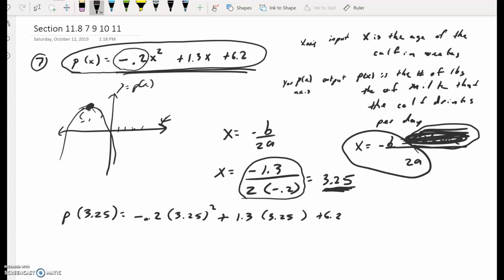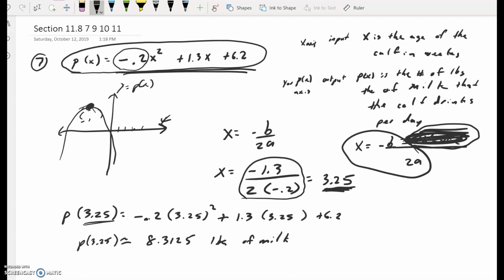So I'm going to use a calculator to evaluate the function p when we put in x equals 3.25. And this is what it looks like. Let me try that. So I got 8.3125 pounds of milk, which takes place at about 3 1/4 weeks. And you could round this off to 8.31 or whatever you needed to do. But that is the answer.